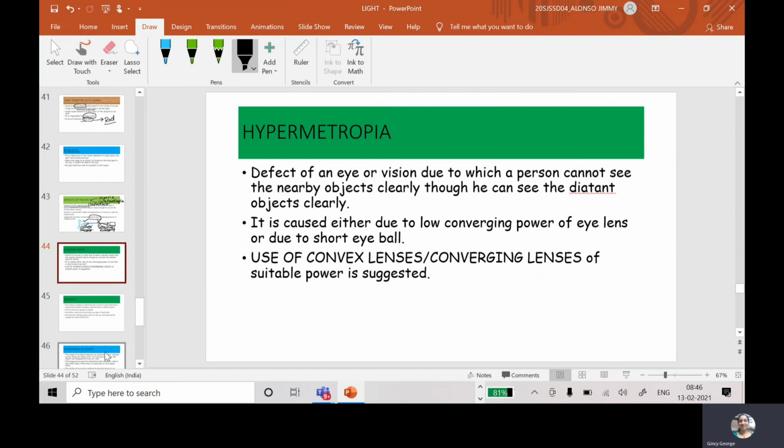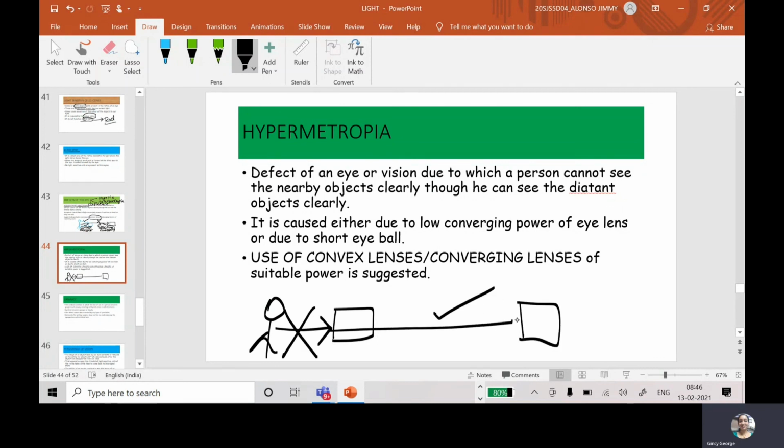Hypermetropia is the problem of the people who are able to have long vision, but short vision is not possible. If this is a person, the object is very close here, he is not able to see. The object is very far, he is able to see. Okay, so the long vision is possible.